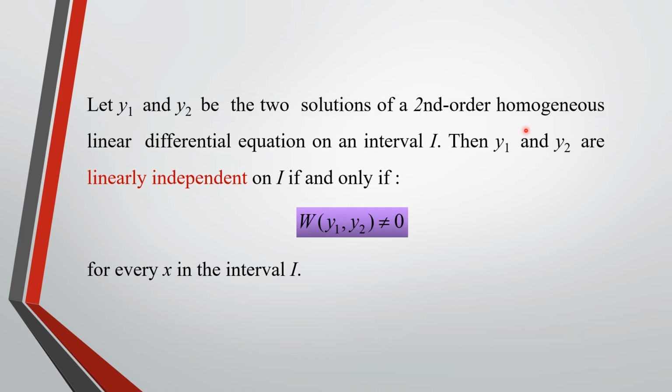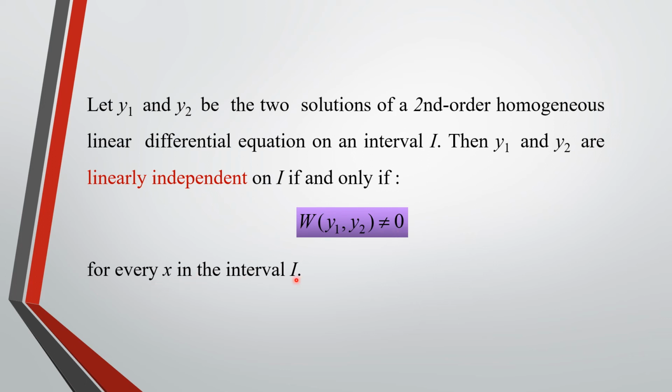Again, for simplicity, we're going to focus only on two solutions. Let y1 and y2 be the two solutions of a second-order homogeneous linear differential equation on an interval I. Then y1 and y2 are linearly independent on I if and only if W of y1 and y2 is not 0 for every x in the interval I.